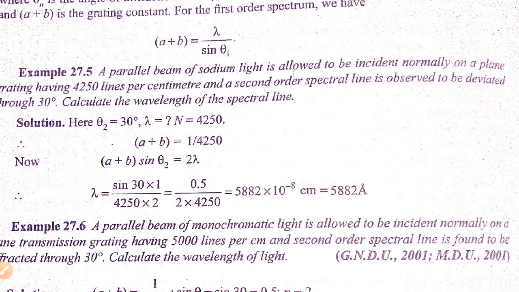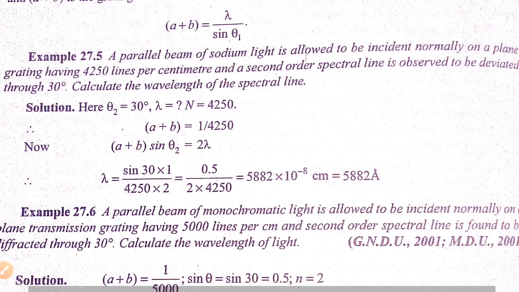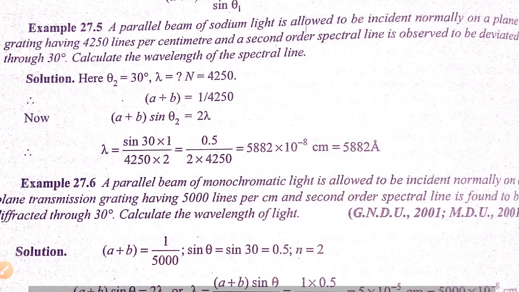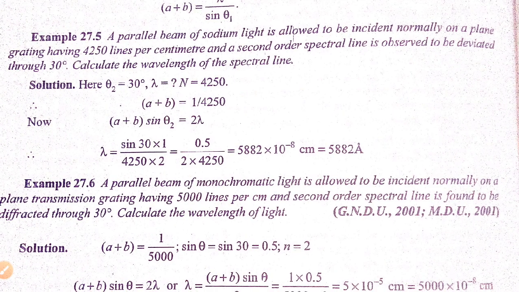A parallel beam of sodium light is allowed to be incident normally on a plane grating having 4250 lines per centimeter, and a second order, that is n equal to 2, spectral line is observed to be deviated through 30 degrees.